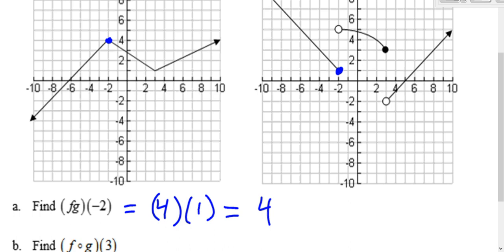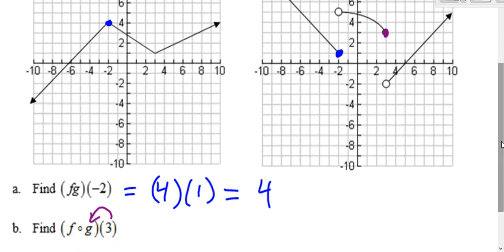F of g of 3 means you plug 3 into g. Plug in 3, you get this point right here, which is 3. And now we plug that answer into f. So now we're plugging that answer, 3, into f. You plug 3 into f, you get 1.